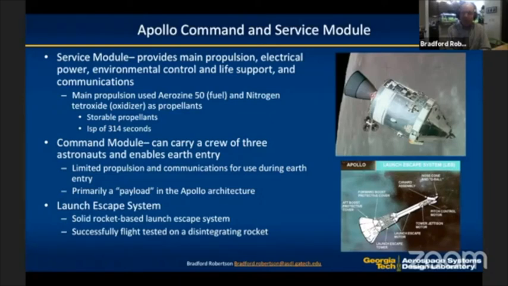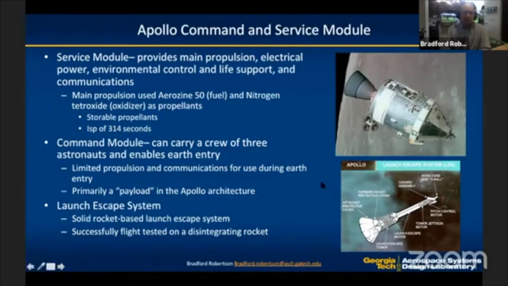The command module, well, that carried the crew, had crew supplies in there, such as food, anything they needed to access. It was very limited in the amount of actual propulsion that it had. It had a small reaction control system, and that was mostly to orient itself during Earth reentry. Finally, there was a launch escape system. I'm not going to talk much about this, but that was jettisoned during liftoff.